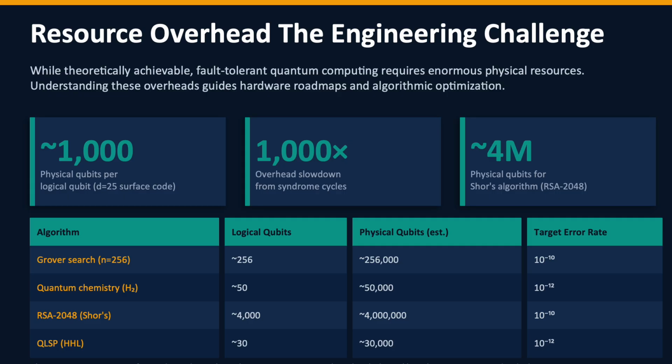Knowing that fault-tolerant quantum computing is theoretically possible is one thing. Knowing how many physical qubits you actually need to build something useful is quite another. And the numbers are sobering. A single logical qubit, one well-protected qubit that a quantum algorithm can use with confidence, currently requires on the order of 1,000 physical qubits when implemented with a surface code at a level of protection sufficient for real computation. This is not a temporary limitation of current hardware that will go away as technology improves. It reflects the fundamental overhead of the error correction process.